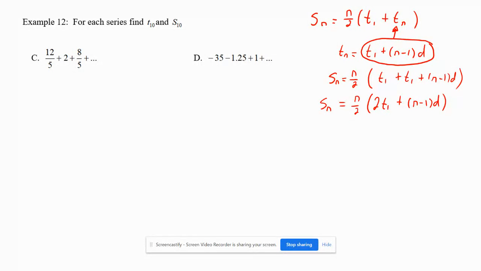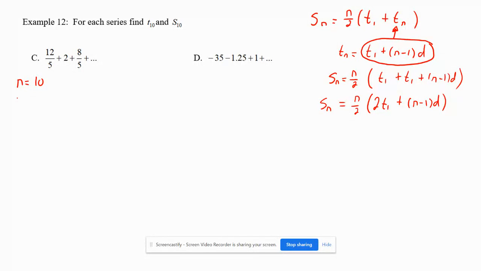I don't need to know Tn. I just need to know the first term, the number of terms, and the common difference. Okay, so in this formula over here, we know that n equals 10 because we're given T1 and S10 over here.